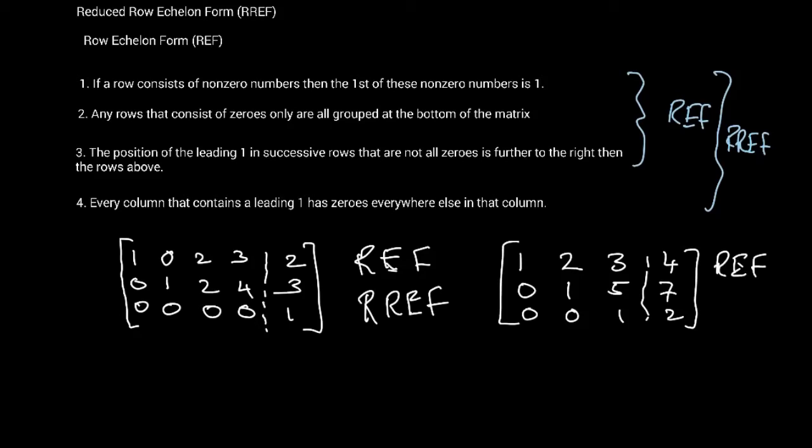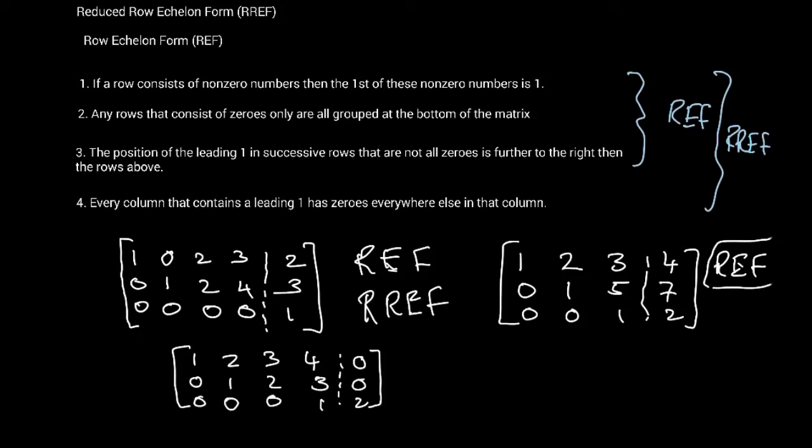It's REF. Is it RREF? Well, let's look at it further. The last property says every column with a leading one. This is a leading one, 0, 0. Yes, leading one, 0, but not 0. So this doesn't satisfy property 4. So this is not RREF. It is only REF. So it's REF only, not RREF.